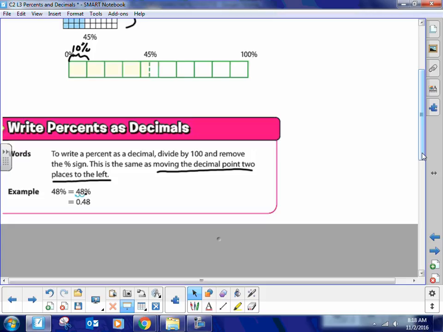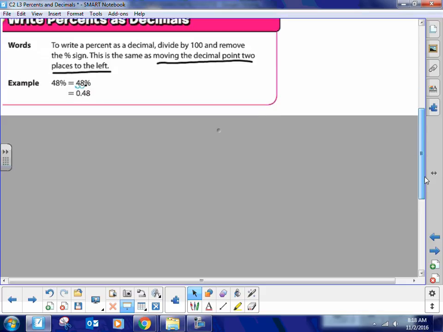This is just like dividing by 100. If you want to try it, take 48 and divide it by 100. It'll move the decimal point over 2 places. That's all that it's doing.